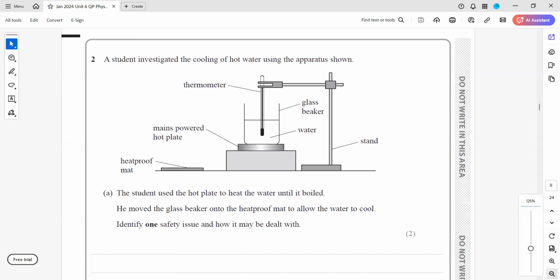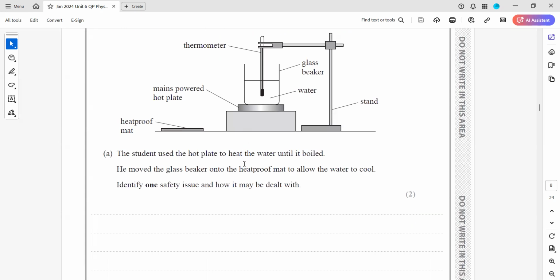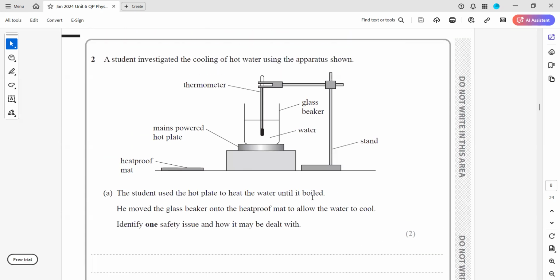In question 2, a student investigates the cooling of hot water using the apparatus shown. A thermometer is there, a mains power hot plate is there, and a heat-proof mat is there. A student uses a hot plate to heat the water until it boils, and removes the glass beaker onto the heat-proof mat and allows the water to cool. Identify one safety issue and how you dealt with it.